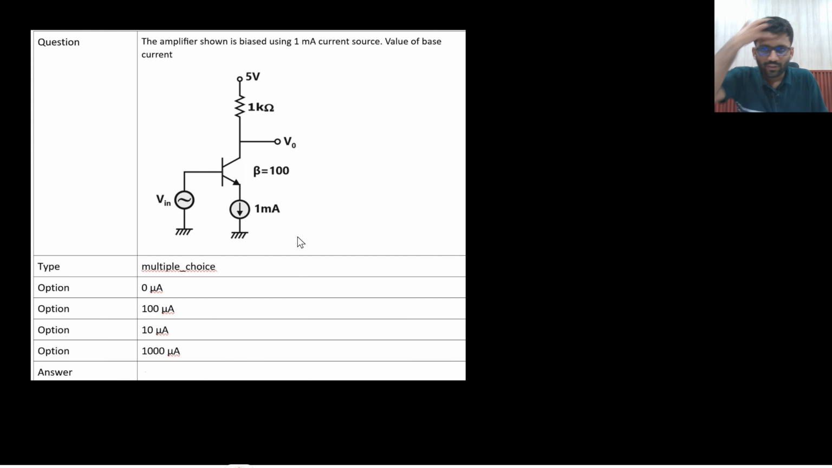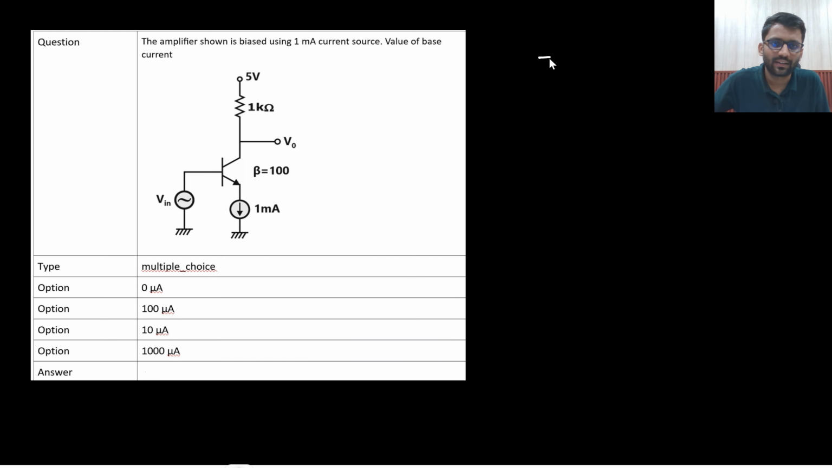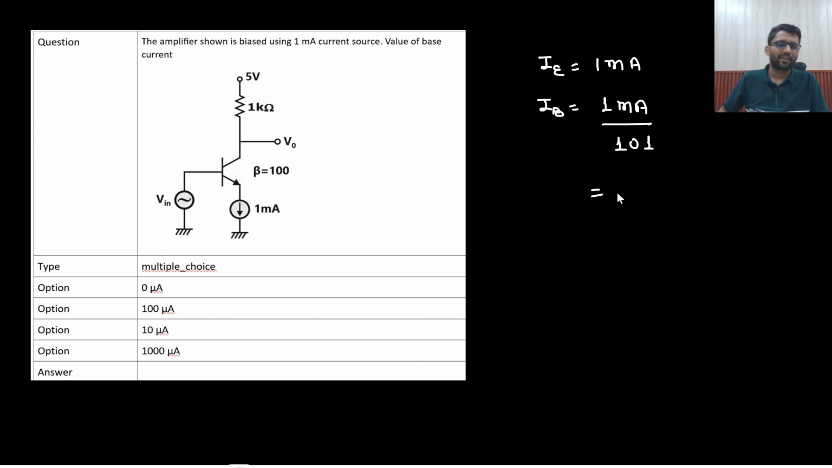Let's see the solution of this one. What you need to find? You need to find the value of base current. So here, what is the collector current? You can see the emitter current is 1 milliampere. So what would be the base current? Base current would be 1 milliampere divided by beta plus 1. Beta value is 100. So this is 10 to the power minus 3, 10 to the power minus 2, 10 microampere. Approximately it would be equal to 10 microampere.